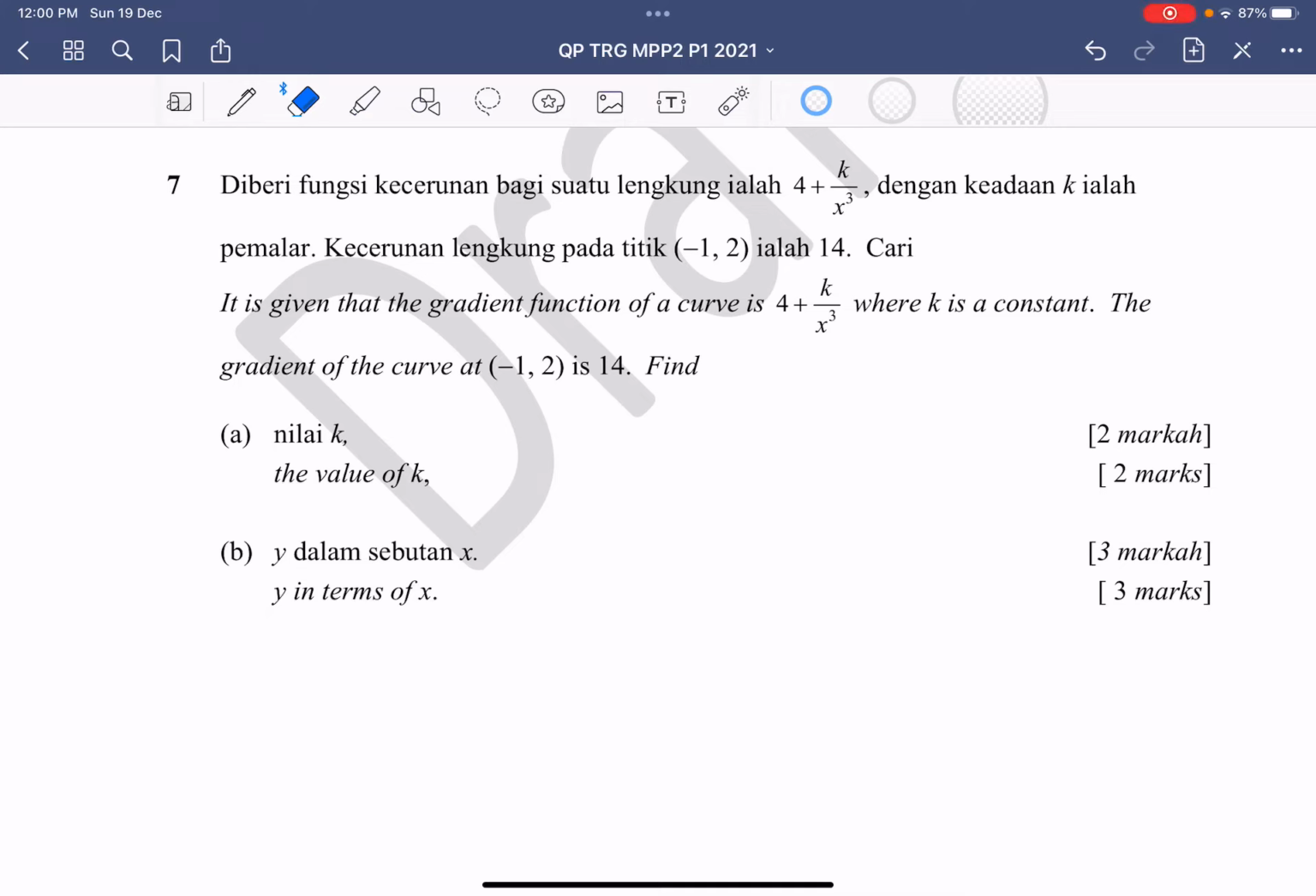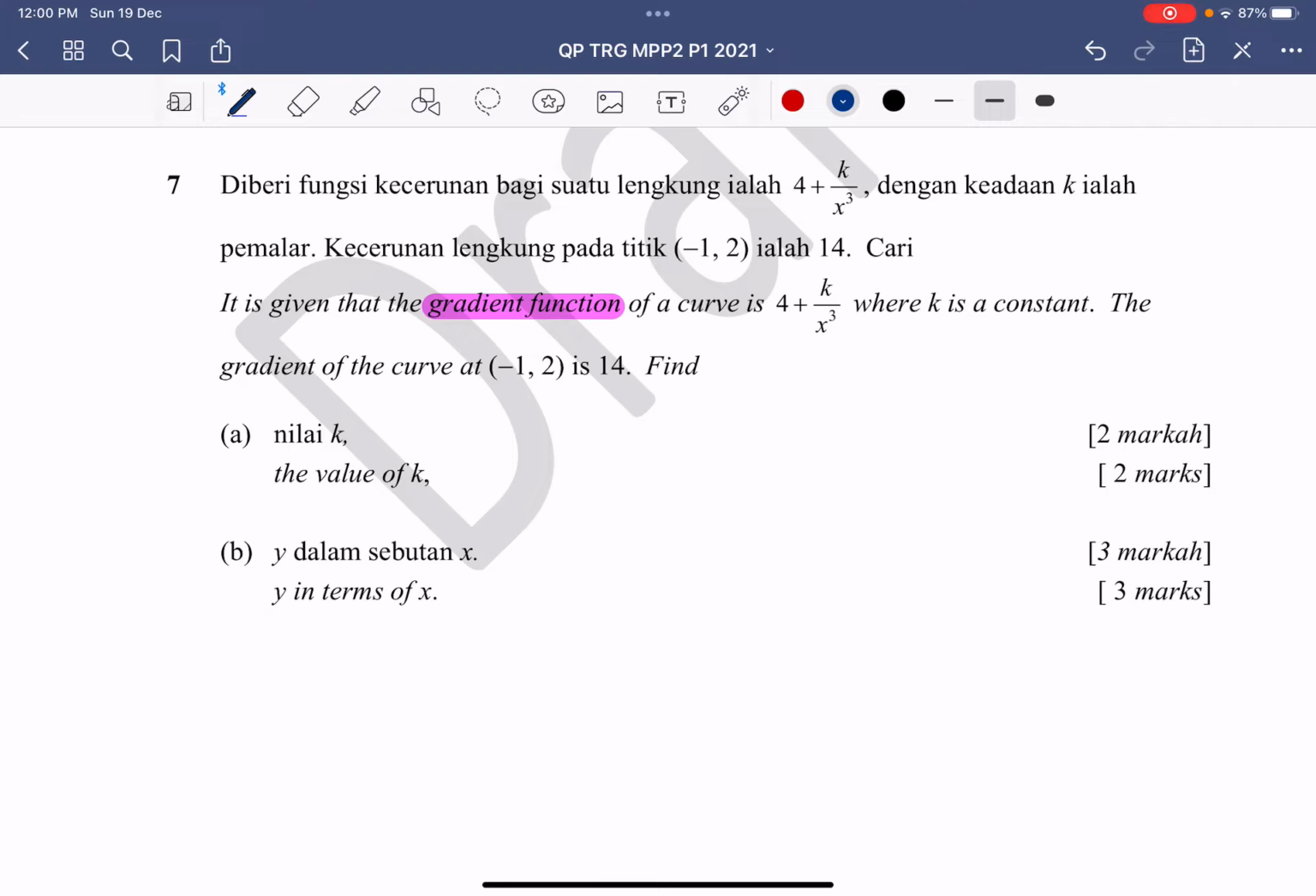Okay, so for Terengganu MPP2 paper 1 question 7 is actually a differentiation and integration question. So it's given that the gradient function. So what's the gradient function? Gradient function is actually dy over dx. Yeah, so dy over dx is actually 4 plus k over x cubed, and the gradient of the curve at the coordinates -1, 2 is 14.